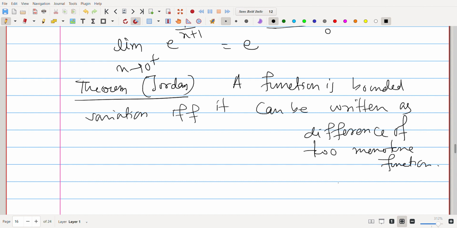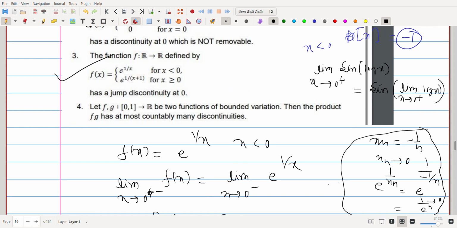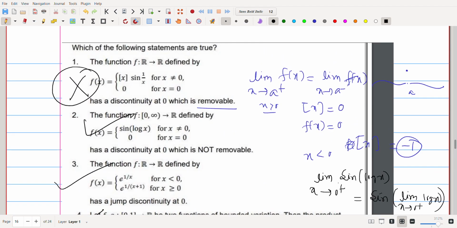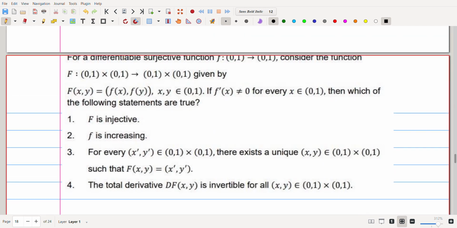Right? And we know that any monotone function has at most countably many discontinuities, and it is written as a difference of two monotone functions. That means if a function is of bounded variation, then it has at most countably many discontinuities, right? So f and g both have countably many discontinuities. That means fg has at most countably many discontinuities. So the fourth one is also correct. Hence 2, 3, 4 are the correct answers.